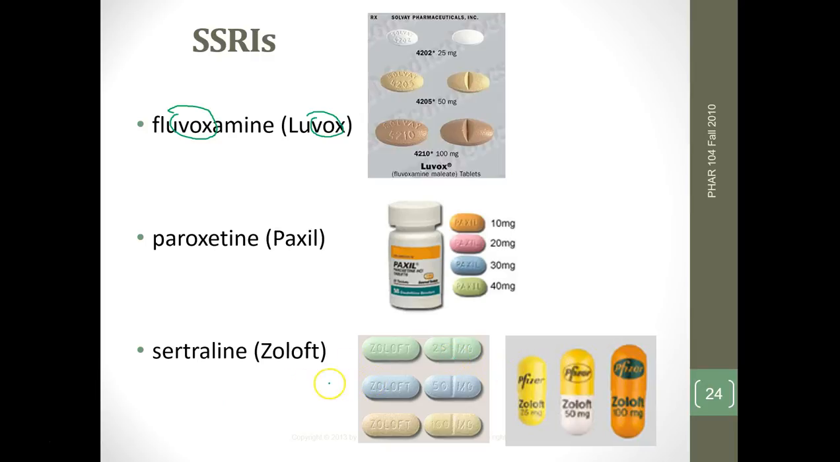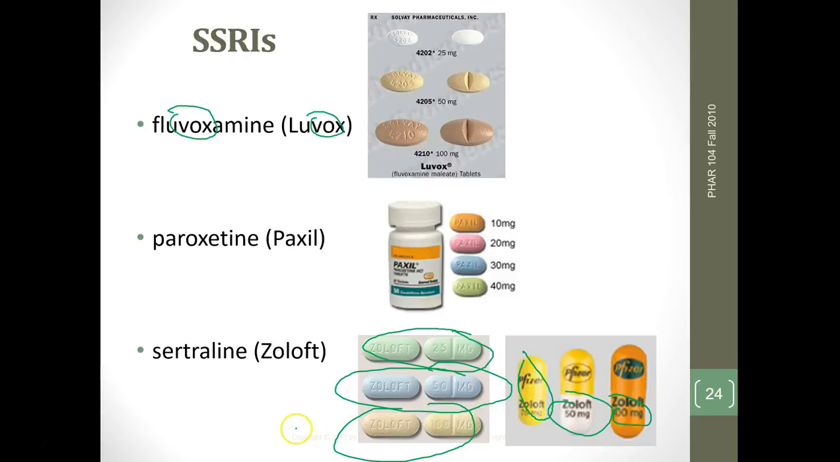They will have different mechanisms. So it's very important. They are the same strengths. They come in 25, 50, and 100, just like over here. So we have to identify, are we dispensing tablets or capsules?